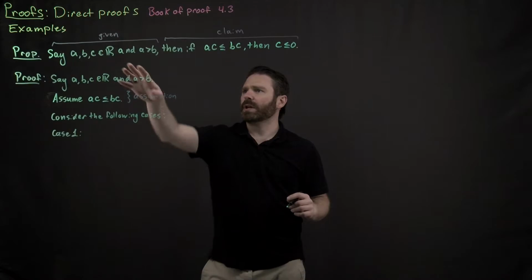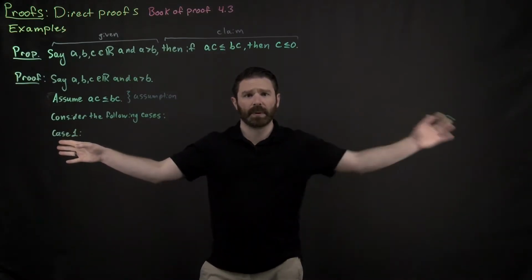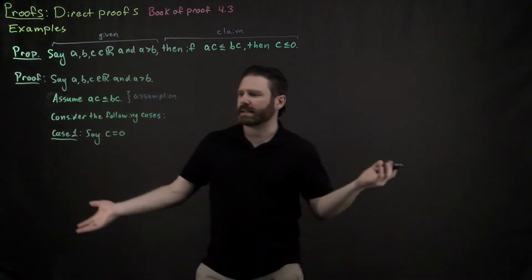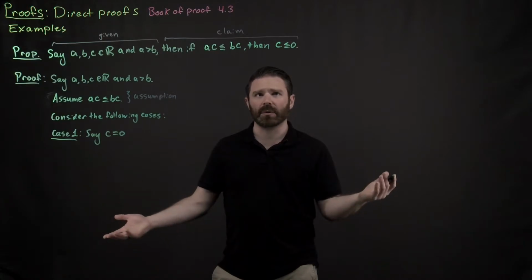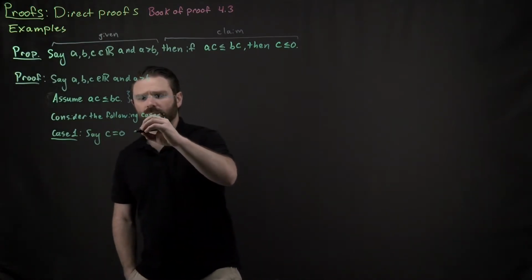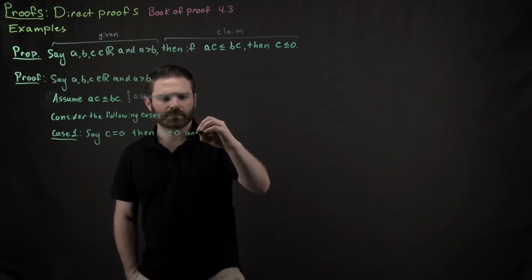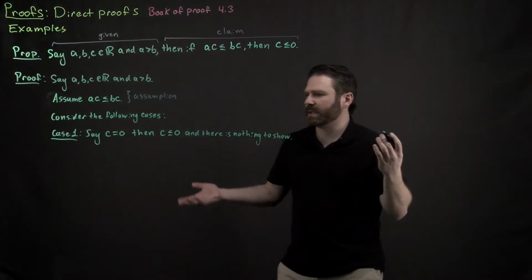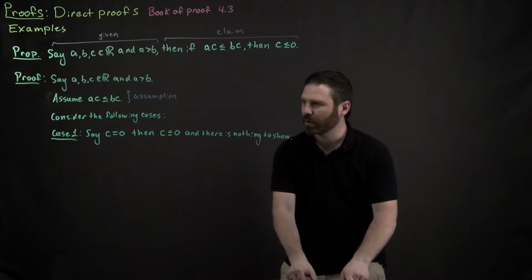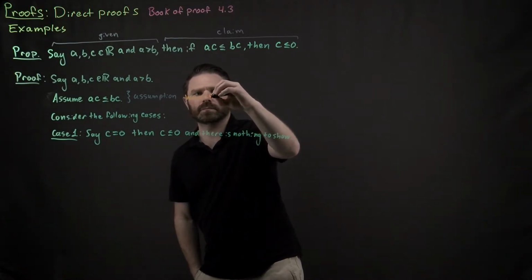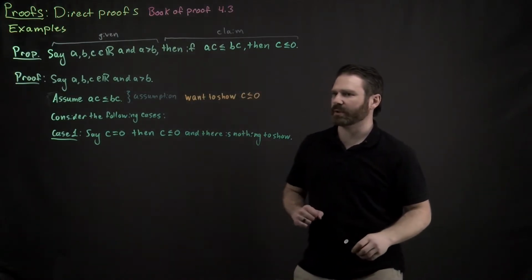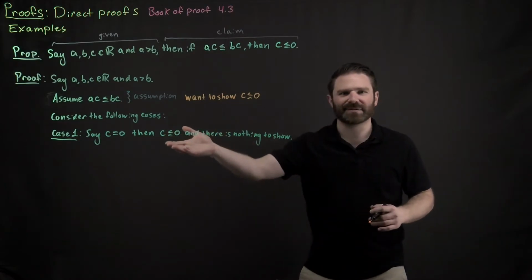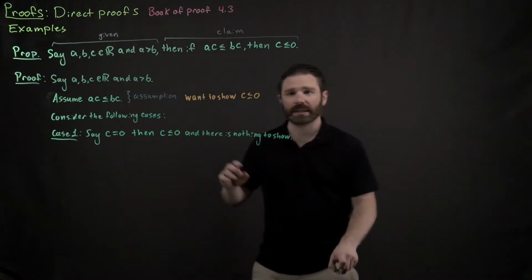Well, case 1, so they're real numbers right here, so C could be negative, it could be positive, or it could be 0. So the very first case I could consider is, say C is 0. Well, if C is 0, then there's nothing to show, because remember what we're trying to show is that C is less than or equal to 0. So if it's equal to 0, then of course it's less than or equal to 0. So in this case, we don't actually have to do any work, because if C is 0, it's already less than or equal to 0, and that's fine. So let's consider our second case.